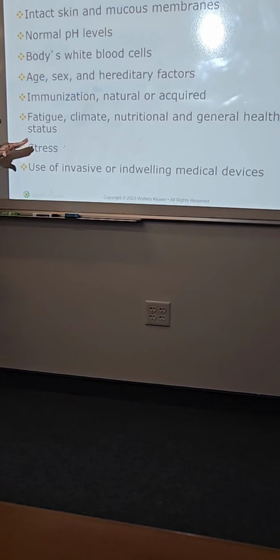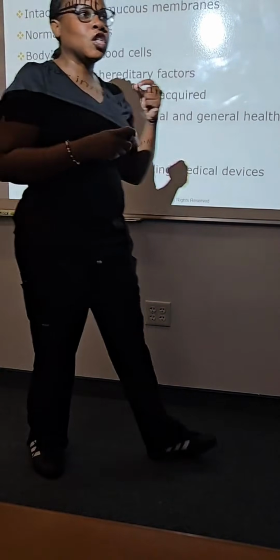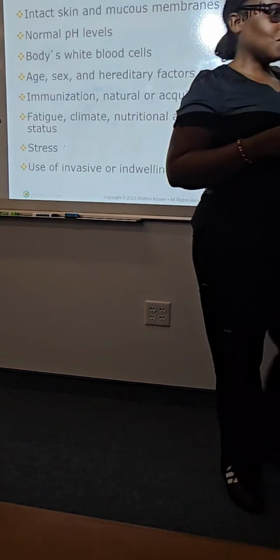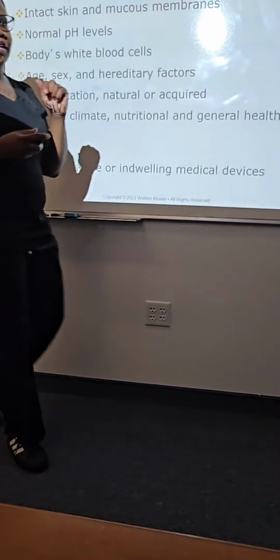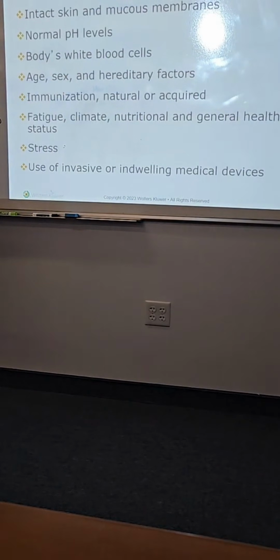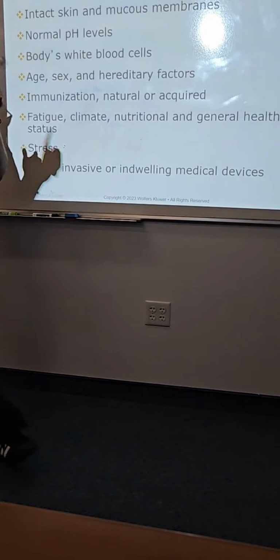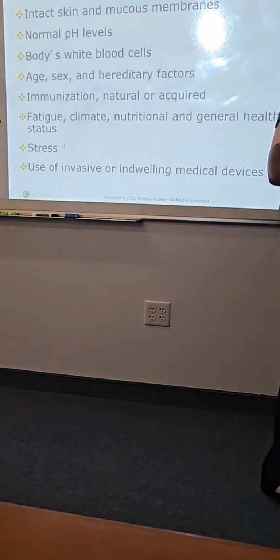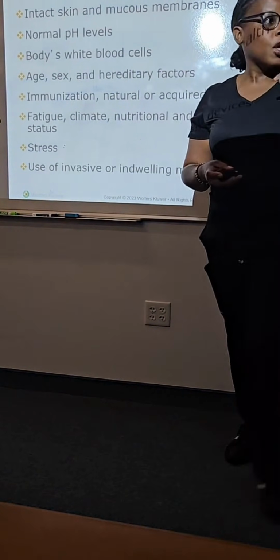Now, stress. How in the world does stress predispose an individual to infection? Okay, Trinity and then Chanel. It's a steroid. Steroids suppress the immune system. Okay, that's one. So that's medication. Okay, the cortisol. Yeah, I was going to say stress weakens the immune system.